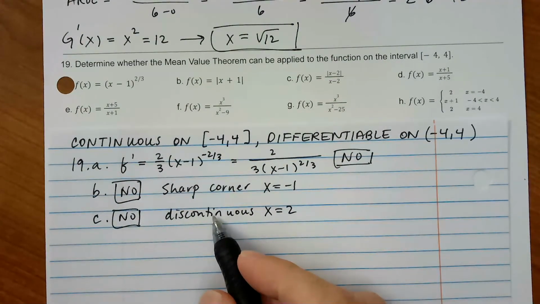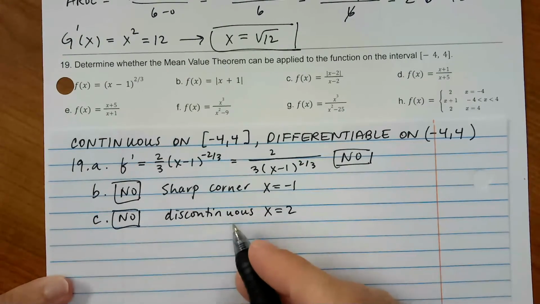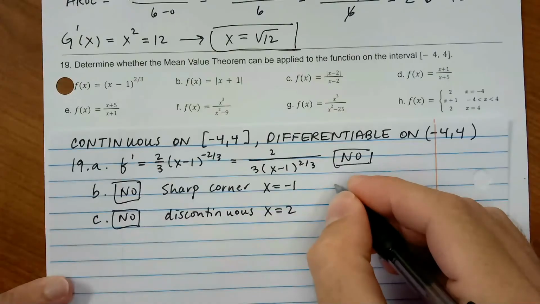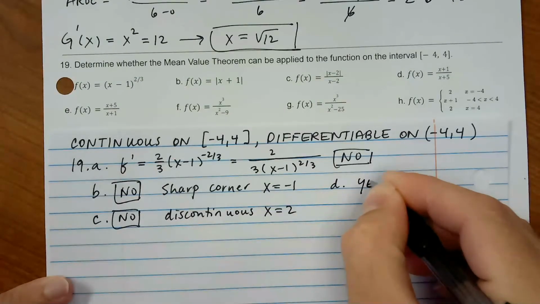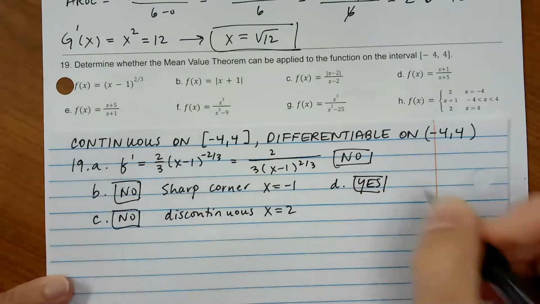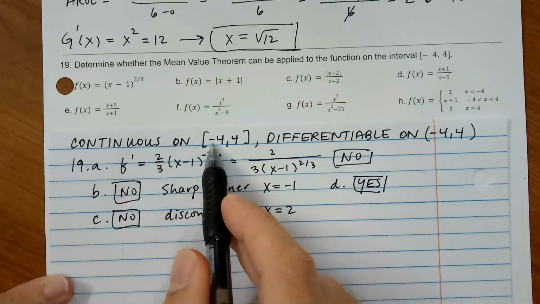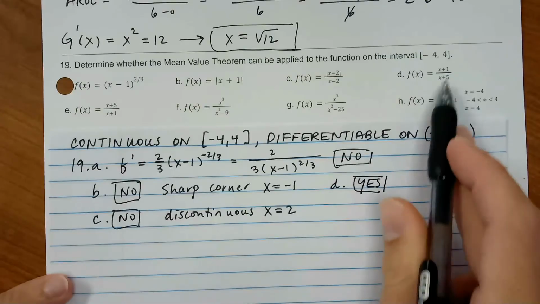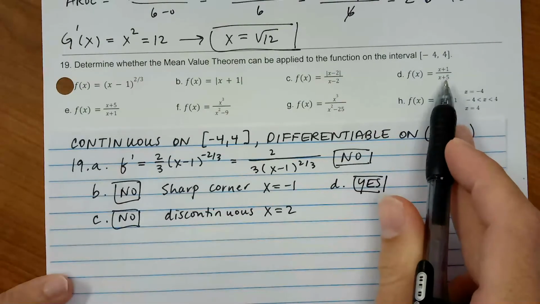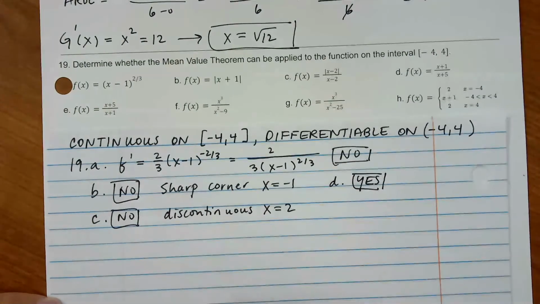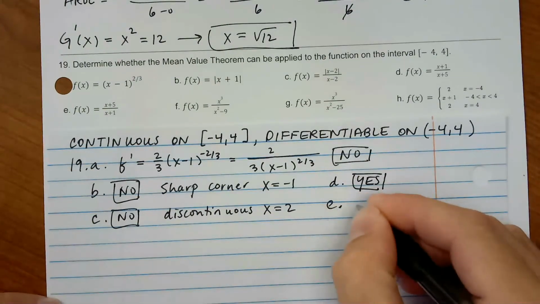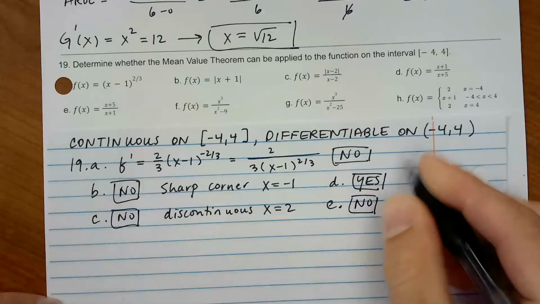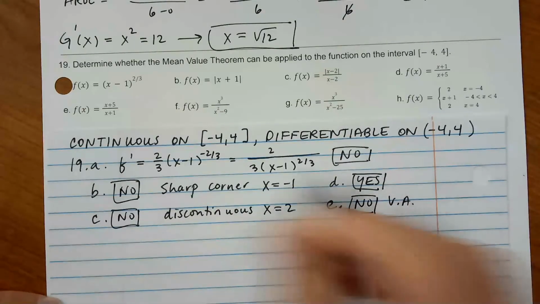All right, D. I do actually think that this one we will be able to take the mean value theorem on, because it's continuous on -4 to 4 and differentiable on the open interval -4 to 4. The only bad thing that's going on with this function is here at x equals -5. Okay, it's going to cause me to divide by 0. So I'm just going to say yes for E. That'll be a no because we have a vertical asymptote at x equals -1.